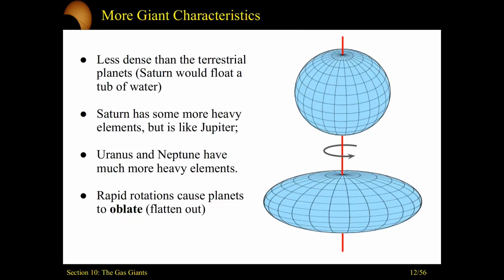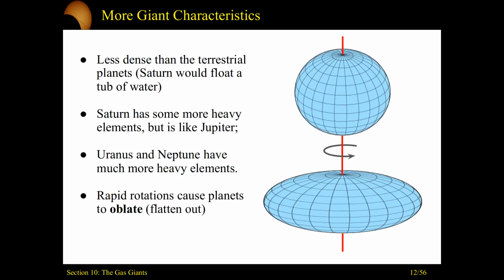So before we get into detail explicitly about each of the individual giant planets of our solar system, let's just lay out some final characteristics. Planets like Saturn are less dense than water. If I was to take a scoop of Saturn and put it in a tub of water, it would float. Though it does have some heavy elements present. Overall, Saturn's chemistry is very much like Jupiter, whereas Uranus and Neptune do have an abundance of heavier elements.